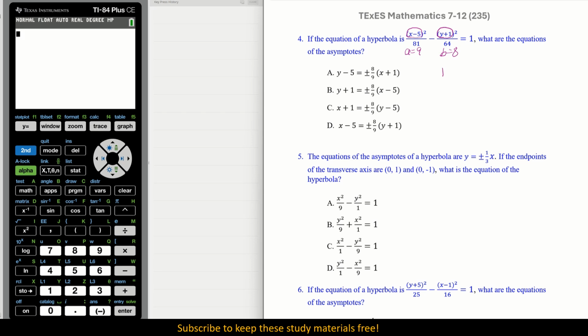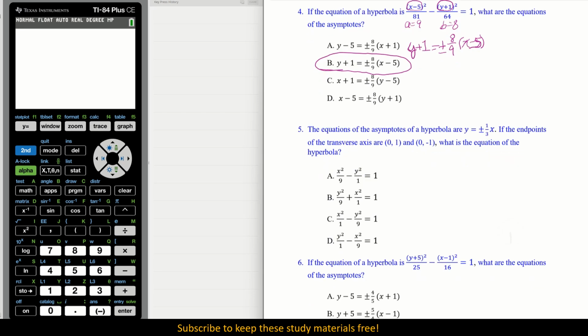This means we should have b over a. So we should have plus or minus 8 over 9. Then put our x times our x minus the 5. And in front of that, we should have y plus 1. Okay? Well, what is that? That is precisely option B. All right. Now let's go to number 5.